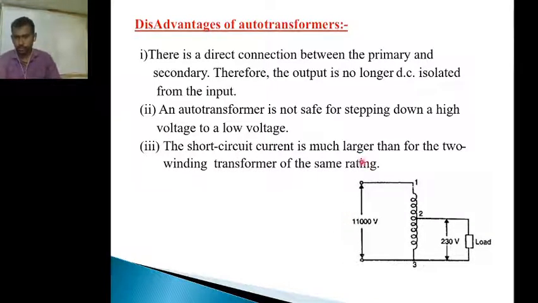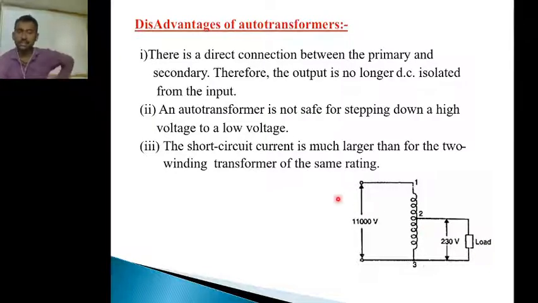Suppose you go for this diagram, here we have the high voltage 11 kV and here we have 230 volts. In case of an open circuit occurring at the load side, then this total voltage will appear on the secondary side, and if at that time any person or anything touches the secondary side, then there may be damage to that person or thing. So stepping down a high voltage to a low voltage becomes somewhat dangerous to personnel in the case of the auto transformer.